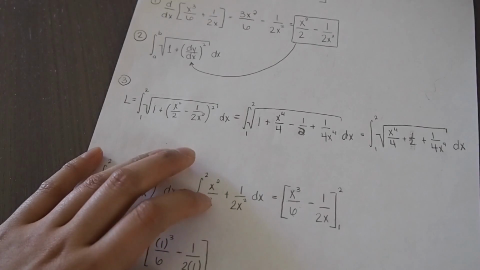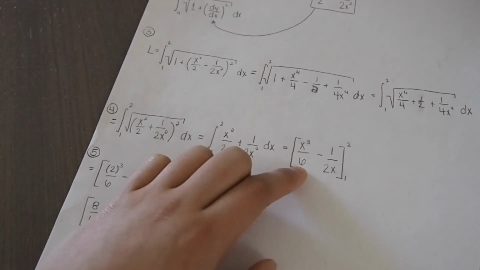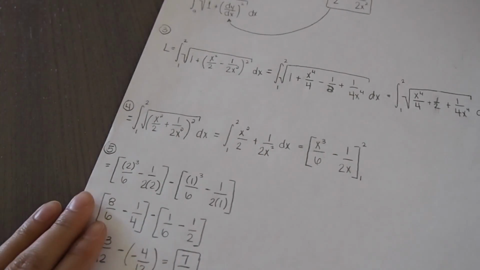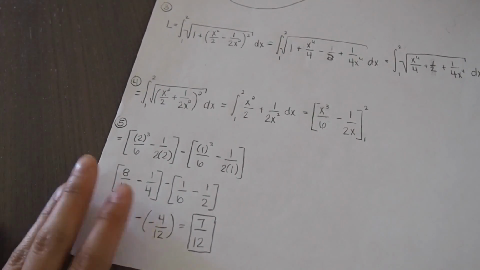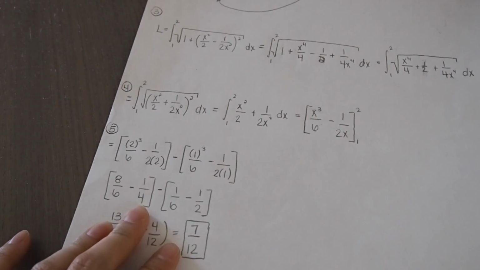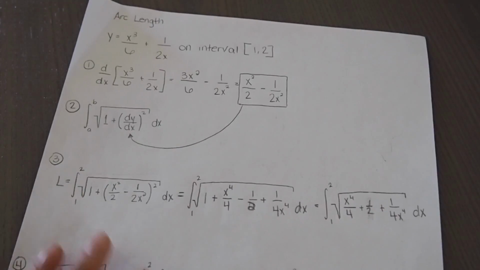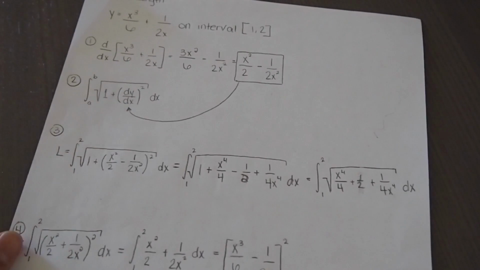By finding the definite integral of this and plugging in our bounds, we end up getting that the arc length is 7 over 12. Definitely try this question on your own without looking at the steps, but this is really just how to calculate the arc length using the formula.